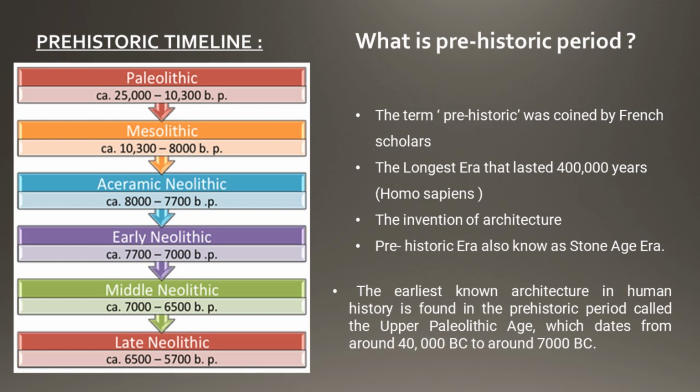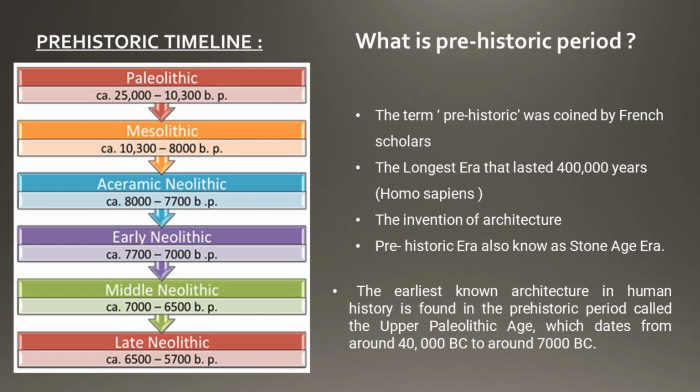The oldest era of time is known as prehistoric, a term coined by one of the French scholars. The longest era, of Homo sapiens, the invention of architecture happened in this old era, the Prehistoric Era, also known as Stone Age Era. It is the earliest known architecture in human history, dated around 40,000 BC to 7,000 BC in the Upper Paleolithic Era. Let's learn about the prehistoric timeline. The first one and the oldest one being Paleolithic, which is also known as Stone Age Era.